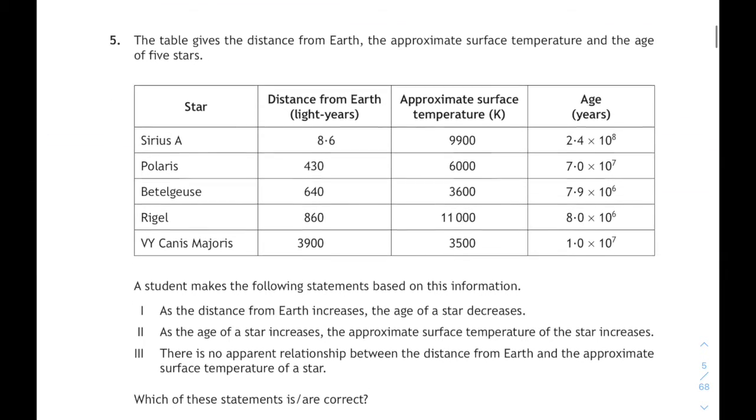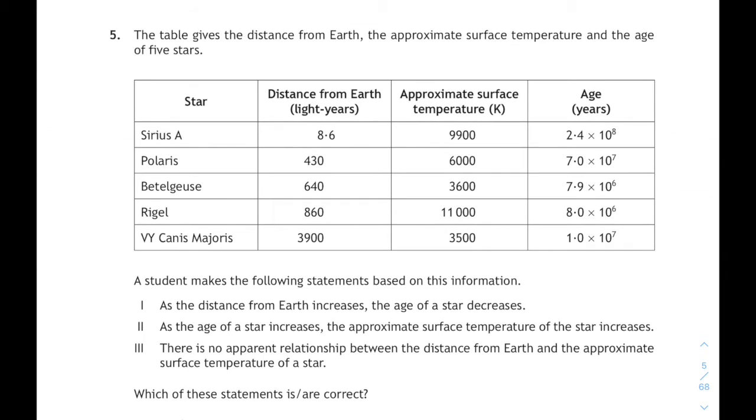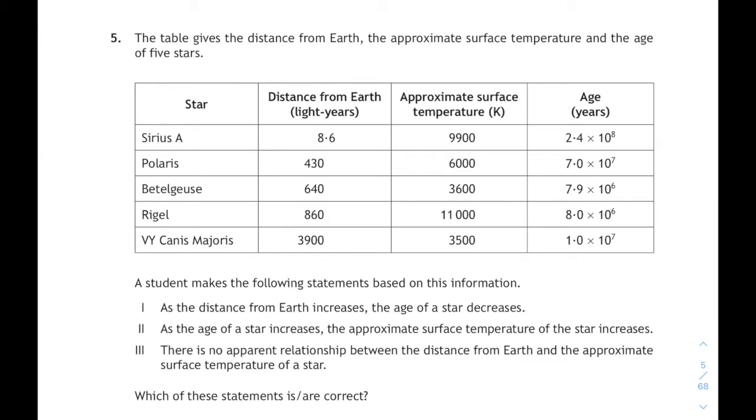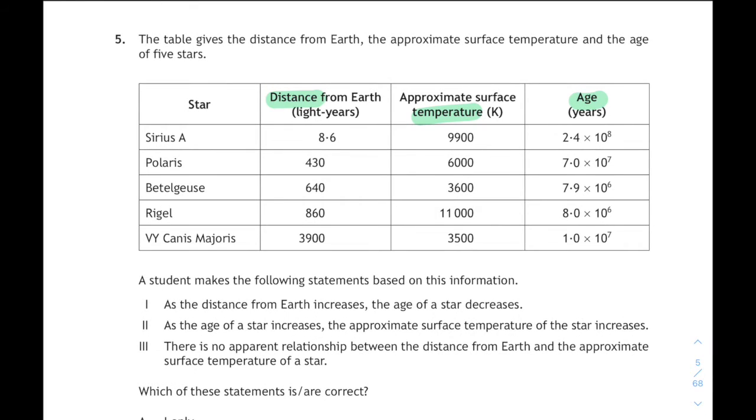Question 5. Okay, we've got a table here that tells us the distance from the Earth, the surface temperature and the age of 5 stars. So distance, temperature and age. And it's a triple statement question. A student makes the following statements and we have to say if they are true or false. As the distance from the Earth increases, the age of the star decreases.